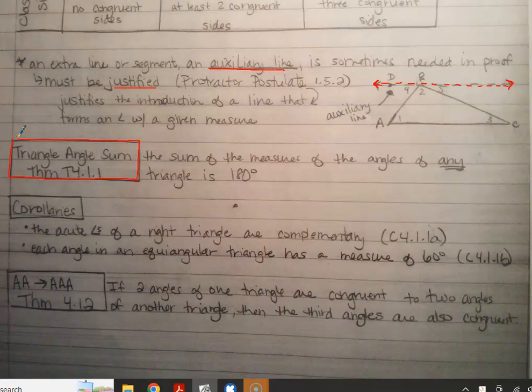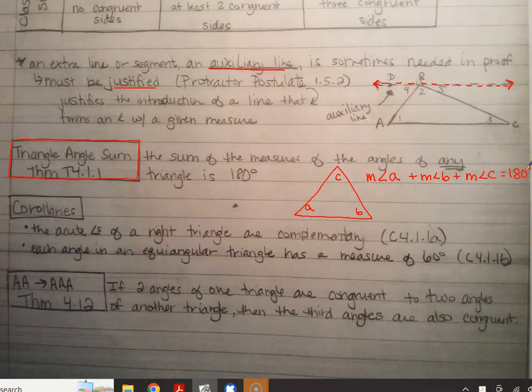All right, so the triangle angle sum theorem says the sum of the measures of the angles of any triangle is 180 degrees. You all tell me this all the time. Okay, so if I have this triangle with angles A, B, and C, all this is saying is that the measure of angle A plus the measure of angle B plus the measure of angle C equals 180 degrees. That's all that theorem is saying, but we're going to use it a lot.